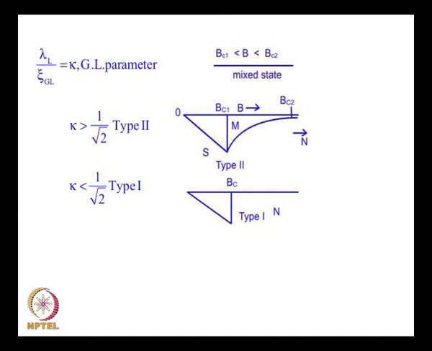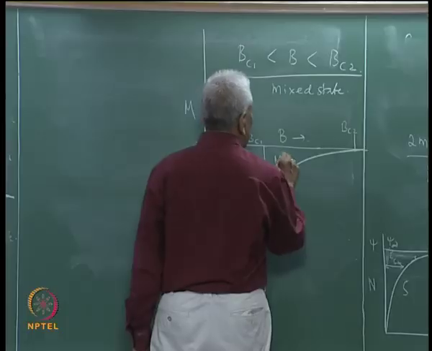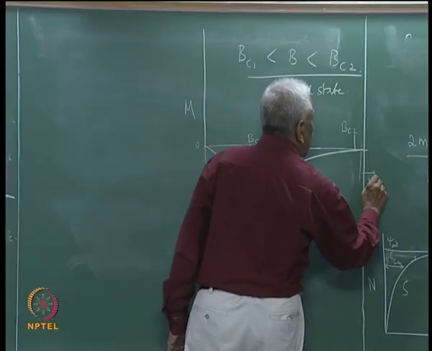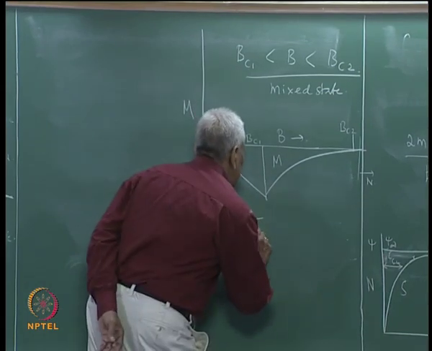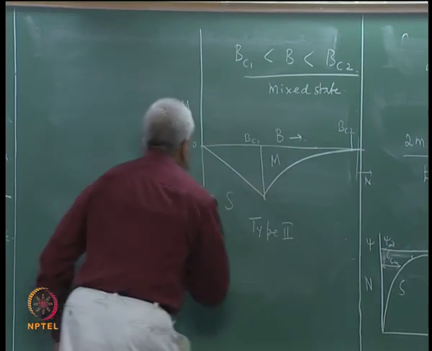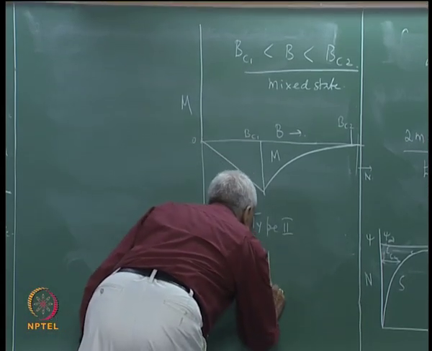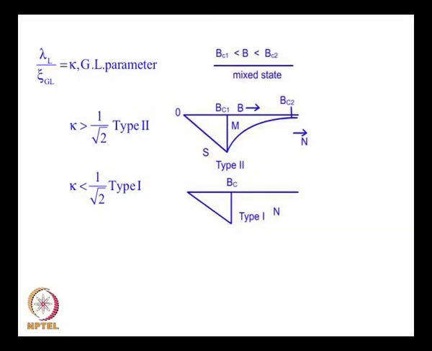So, in the region between Bc1 less than B less than Bc2, this is the mixed state. This region is the superconducting state, this is the mixed state, and the region beyond this is the normal state where the penetration of flux is complete. So, in the mixed state, this is the behavior of a type 2 superconductor, whereas the behavior is just this for a type 1 superconductor. So, this is Bc, this is type 1 behavior, this is the superconducting state, this is the normal state.